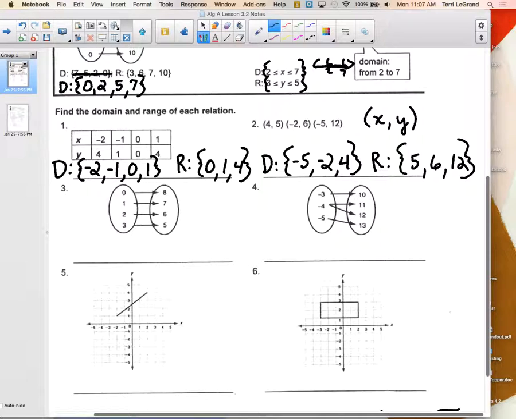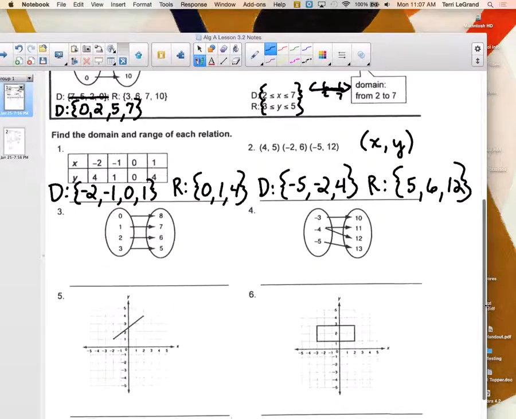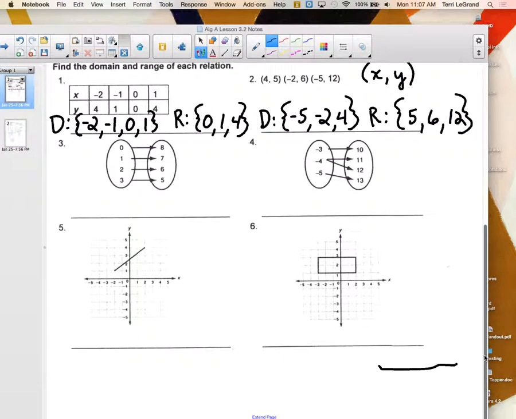Okay, anybody questions so far? Go to the mapping ones then, 3 and 4. In 3 and 4, we have map diagrams. Remember that x's are mapped to the y's. X's are mapped to the y's. So what's the domain? What's the range for each of these? Okay, let's start here. What's the domain?